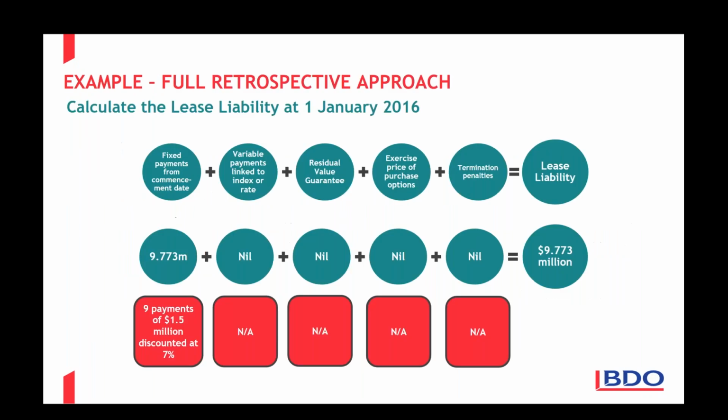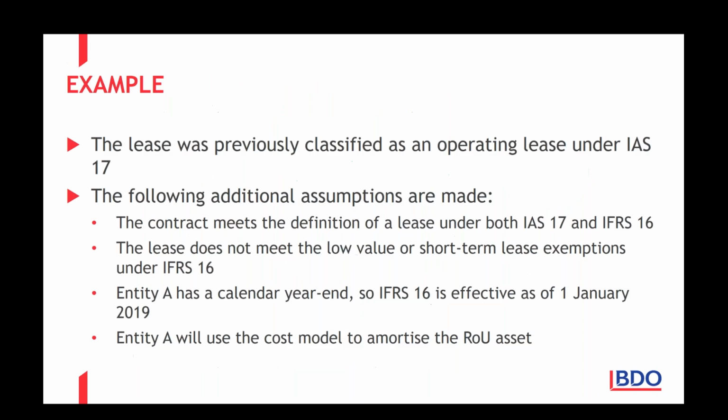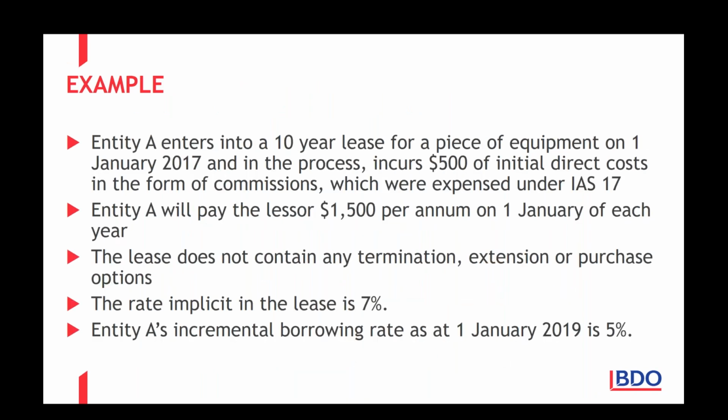So question is, how would we calculate with a full retrospective approach? And sorry, I just want to go back and put some information in here. We're talking about, in my calculations, it's 500,000 of initial direct costs, so $500,000, and the payments are $1.5 million per year. I've neglected to put that in.